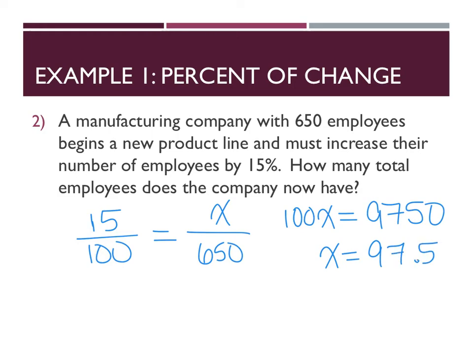We can't have partial of a person, so we're going to go ahead and round it up, because if you round down to 97, that's not going to be a true 15% increase. So we are going to round up because we're talking about people, and you want to make sure that you are getting that 15% increase.